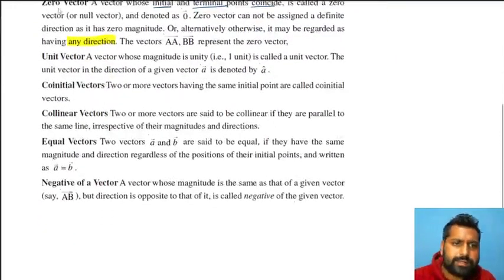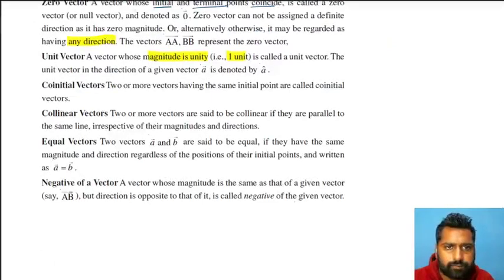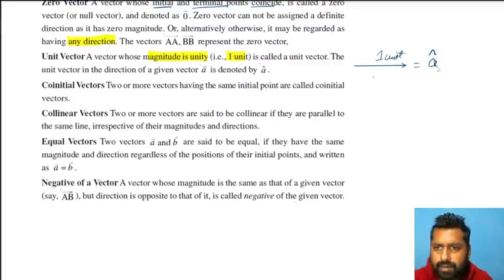So a unit vector is that kind of vector in which your magnitude is unity, meaning 1. Meaning the length of the vector should be 1. That's the whole point. So let's say you have another vector whose length is 1 unit. If the length is 1 unit, we'll call this a unit vector, and it will be represented by A cap. This is a cap symbol. Whenever you see this cap, it means the magnitude is 1 for that vector. So representation is also very important here.